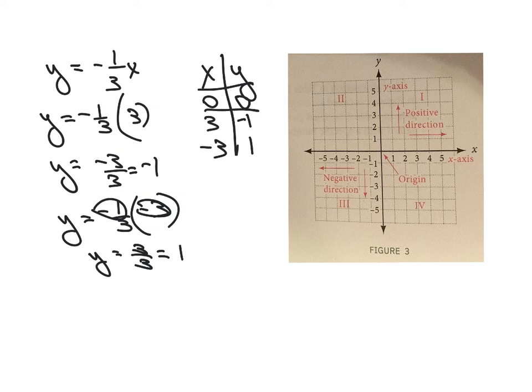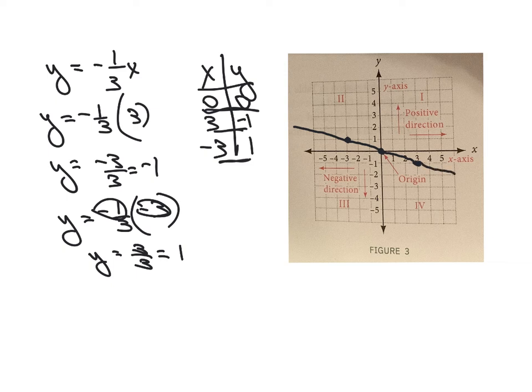All right, so then we graph. We graph the point 0, 0. Graph the point 3, -1, over 3, down 1. Graph the point -3, +1. And when we do that, we will always get a straight line.